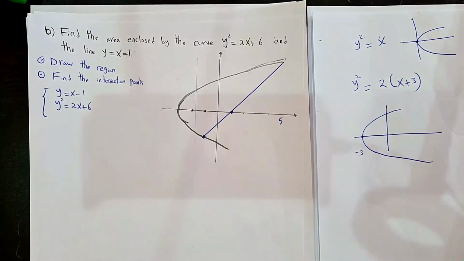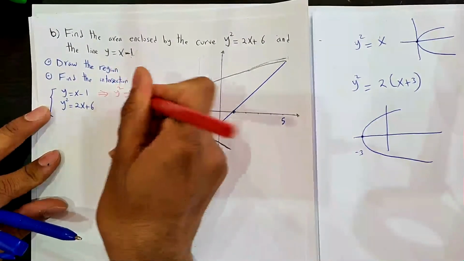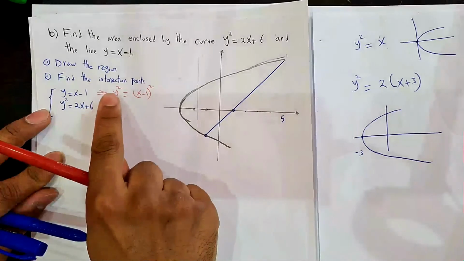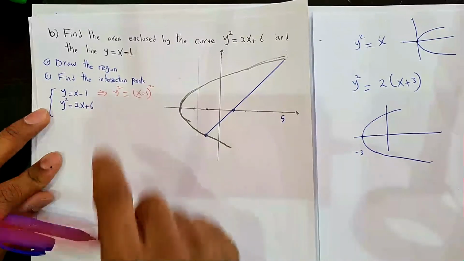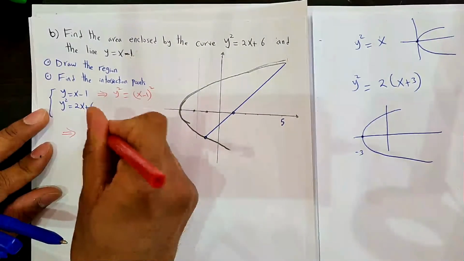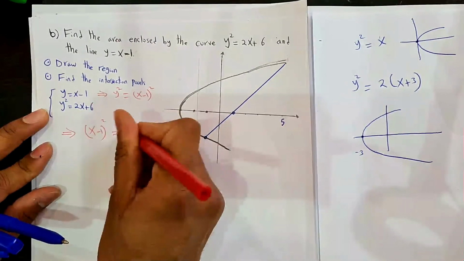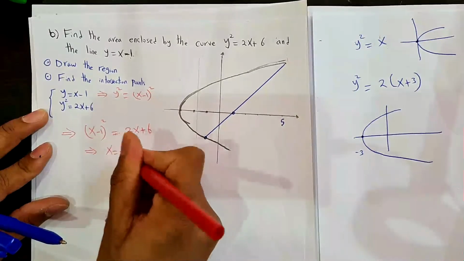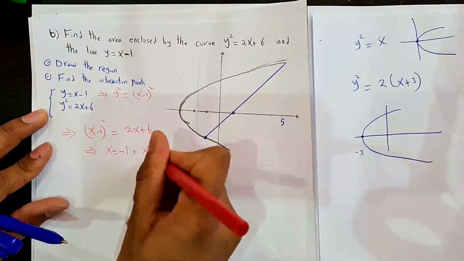So I will write a small step here. y squared equal (x minus 1) squared. I am just squaring both sides. Now you have y squared. Then equate the right hand sides. So I will say (x minus 1) squared equal to x plus 6. If you solve this equation, believe me, you will get x equal to minus 1 and x equal to 5.